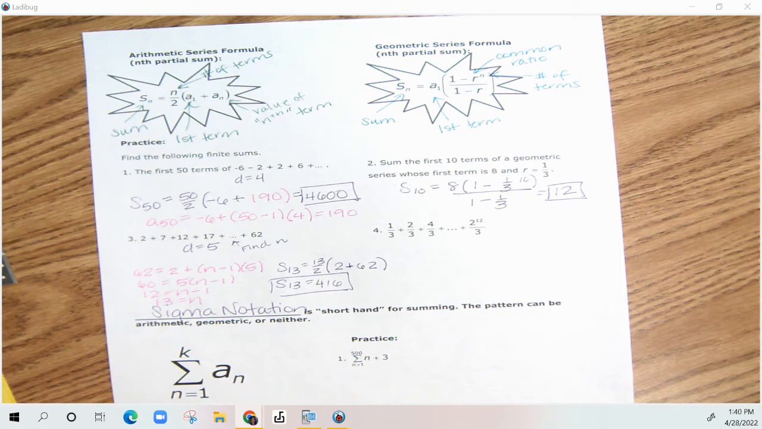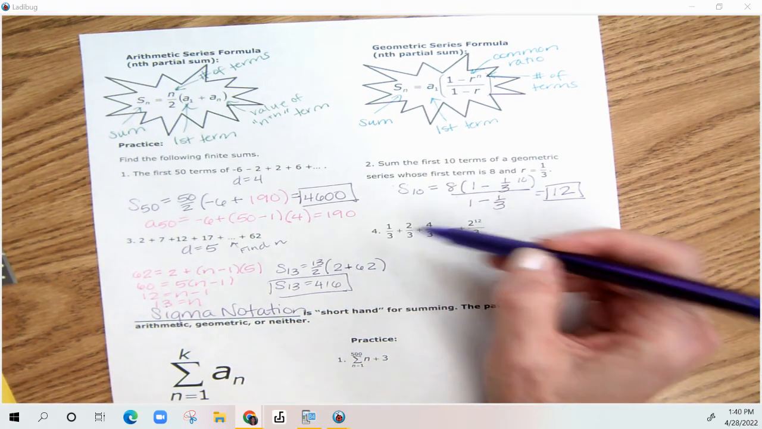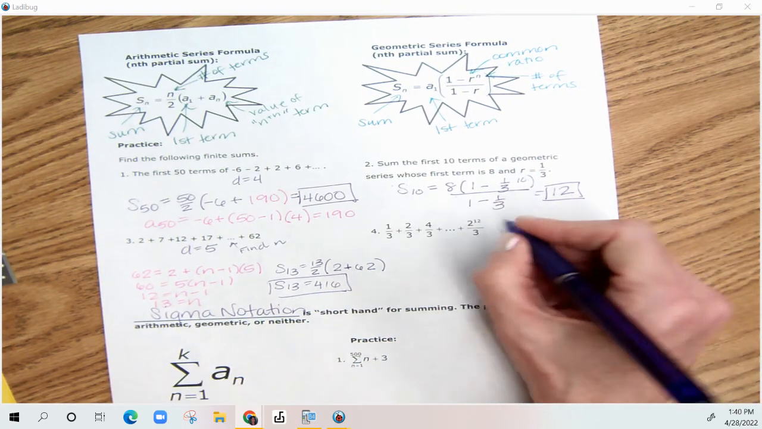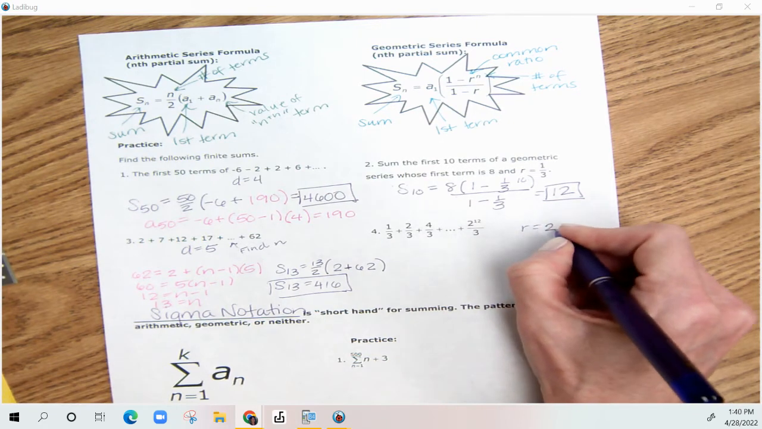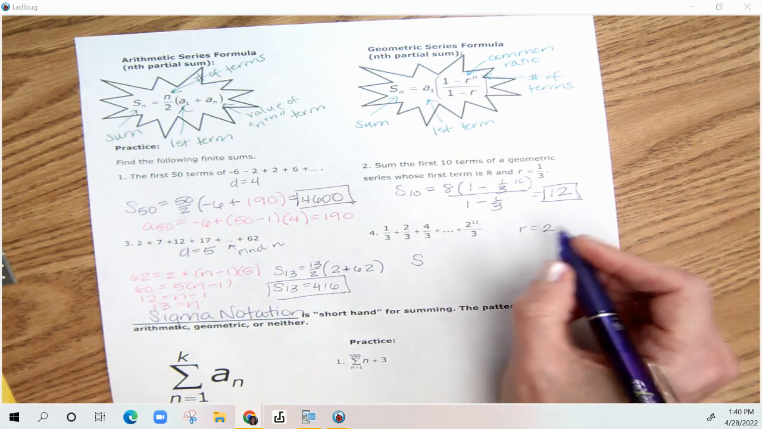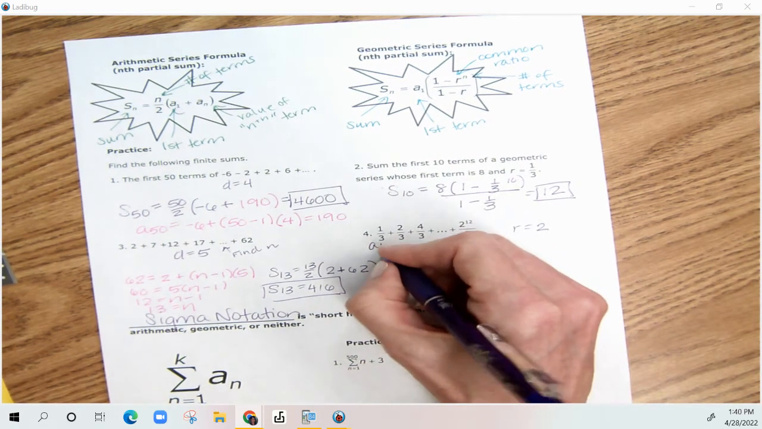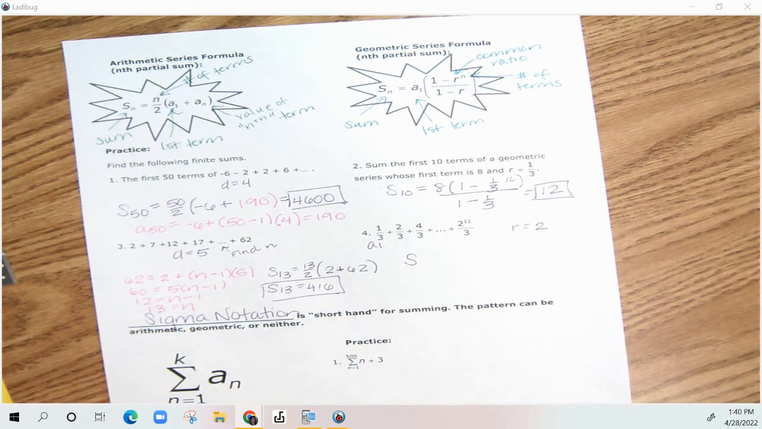All right, 4 is a little different. It is geometric. You multiply by 2 each time. Remember, if you multiply by 2, that's like 2 over 1. So you're just doubling your numerator. To find the sum, I need to know what n is, a sub 1 and r. I know a sub 1, I know r. Again, I don't know what n is.